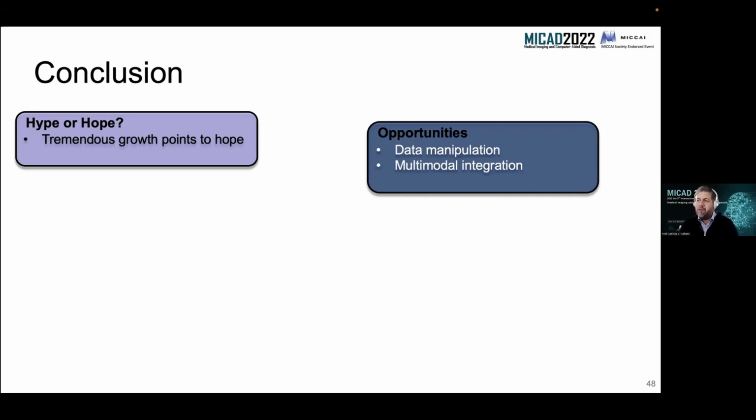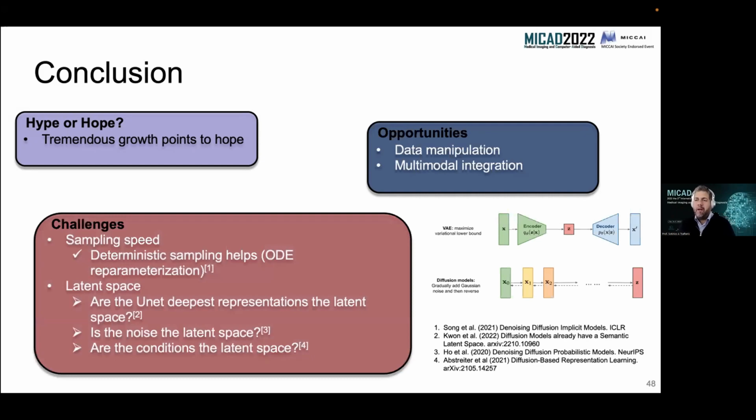But they're not without challenges, right? So one immediate challenge that arises is sampling speed. You have to iterate, and there are lots of papers already now that are trying to accelerate how sampling is happening. And the second thing, I consider myself somebody who focuses on latent representations.